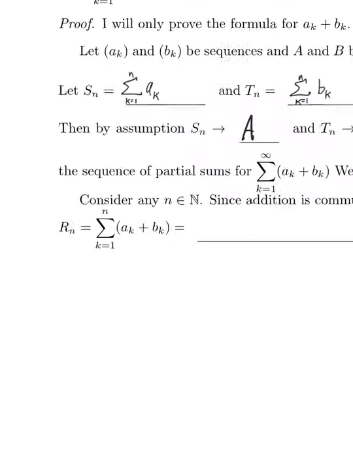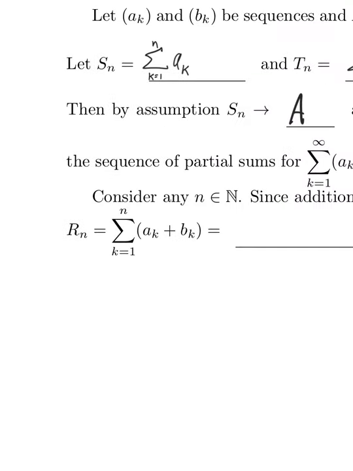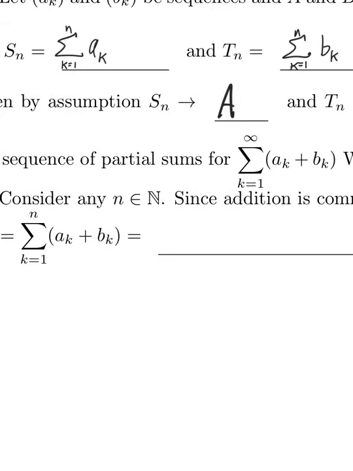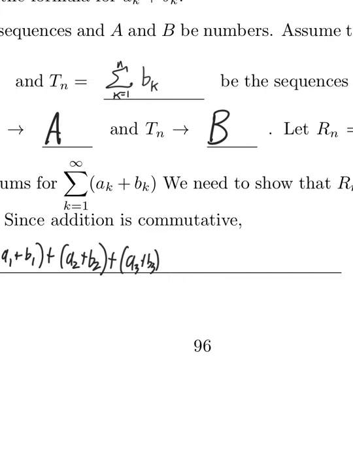So here's all we'll do. We'll use the fact that addition is commutative. So R_n is the sum from k equals 1 to n of a_k plus b_k. Certainly by the end of this series of lectures, everyone should be comfortable with summation notation, but for now I won't assume. Let's expand out that summation notation and just see what it is. So that's a_1 plus b_1 plus a_2 plus b_2 plus a_3 plus b_3 plus, and so on, all the way on up to a_n plus b_n.